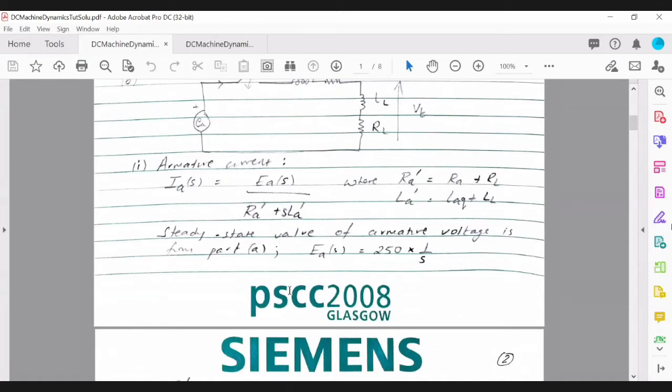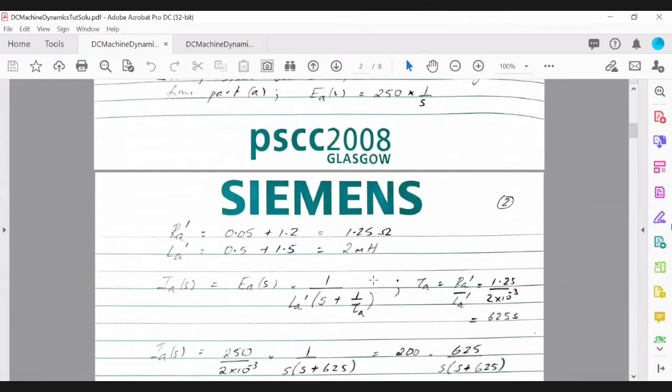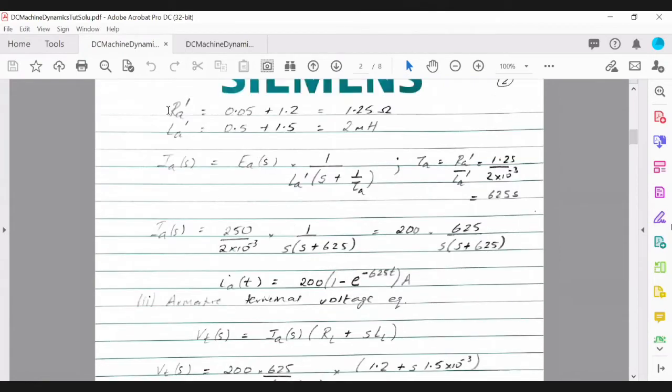Right, so when we're looking at the steady state value of the armature voltage, remember this value EAS is 250 over S. Remember that's a step voltage of 250 volts that was applied to the field winding, and we can work out the total value of RA dash and LA dash, so that's just substituting there.